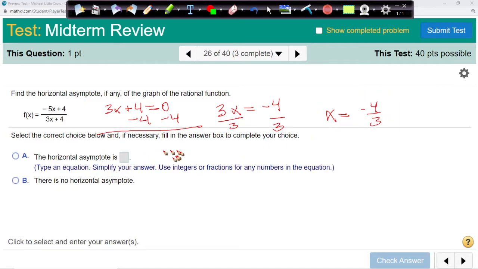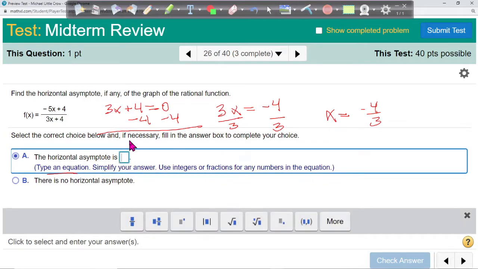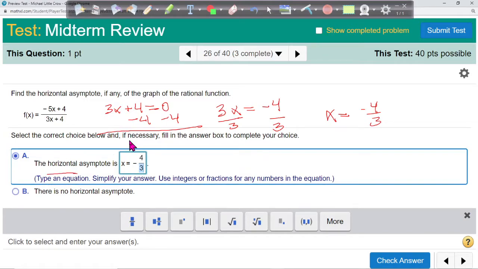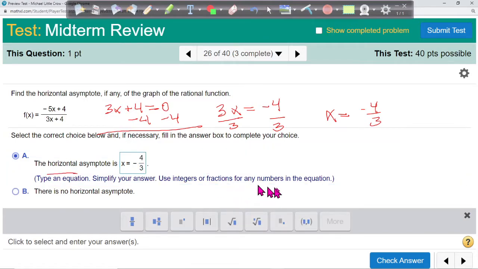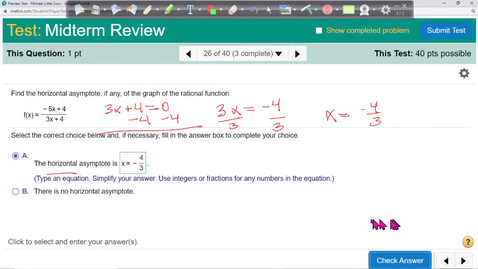That's our equation. Type an equation, simplify your answer. See, so it says it right there. We will do it this time. x equals, not plus, equals negative 4 divided by 3. Use integers or fractions. Oops, why does it not like that? Subtract the 4.